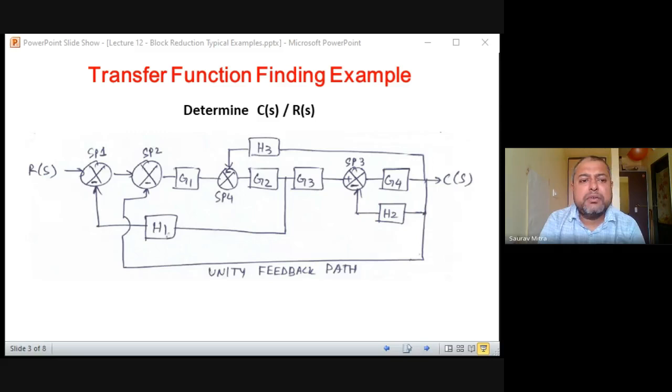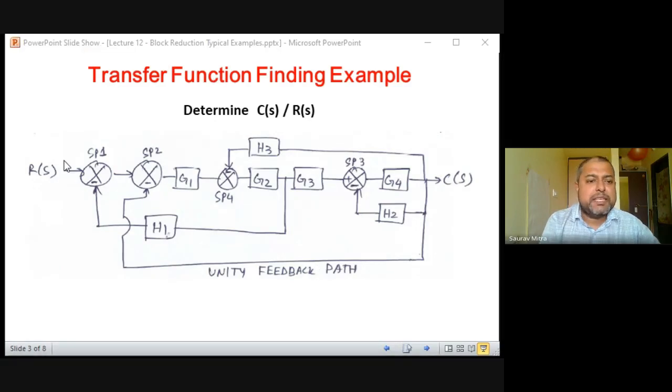The second problem is this takeoff point which is starting between G2 and G3. This is actually creating a problem. So in this circuit mainly there are two problems. First is SP1 and SP2, they are entangled. So we can swap them very easily. SP2 we can take left, SP1 we can take right. So prepare this numerical very properly because all the things are explained in this. And the second thing is we can take this takeoff point after something and we can take it very close to C(s). So these two are the main jobs that we will be doing. Lastly, we will take this unity feedback path.